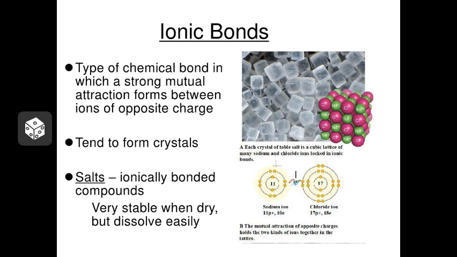Compounds that form with ionic bonds tend to form what we call salts. Salts are crystals in shape, so they make these repeating patterns that are kind of neat. And yes, table salt is sodium chloride. It's a great example of an ionically bonded compound.